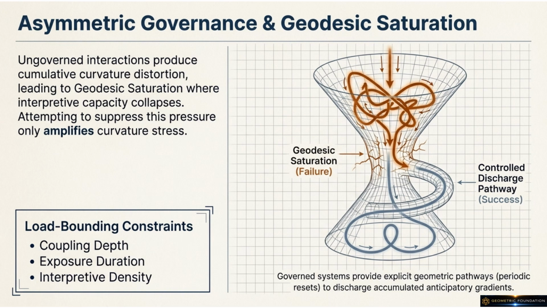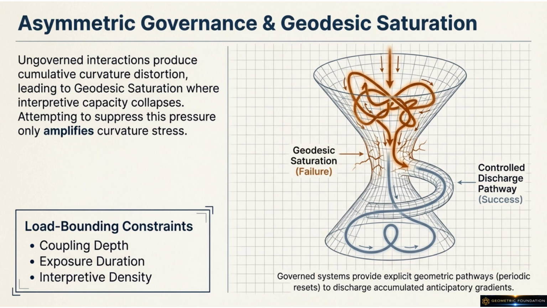The diagram provides a powerful metaphor. A funnel-shaped surface displays 2 paths. On the left, a tangled, chaotic path labeled geodesic saturation failure, representing unregulated collapse. On the right, a smooth, spiral path labeled controlled discharge pathway success, illustrating governed interactions. Governed systems provide explicit geometric pathways, periodic resets, to discharge accumulated anticipatory gradients.